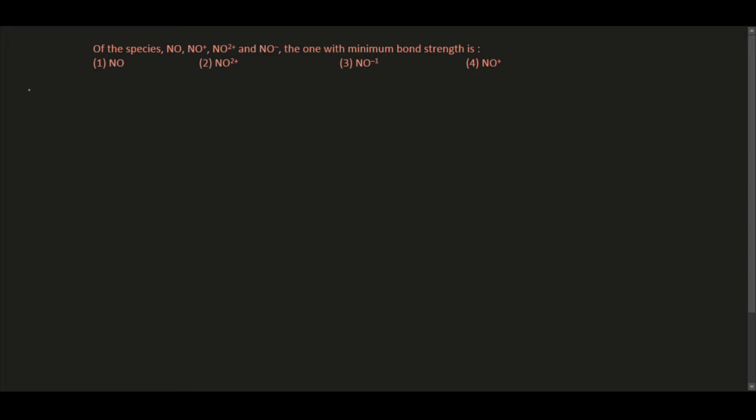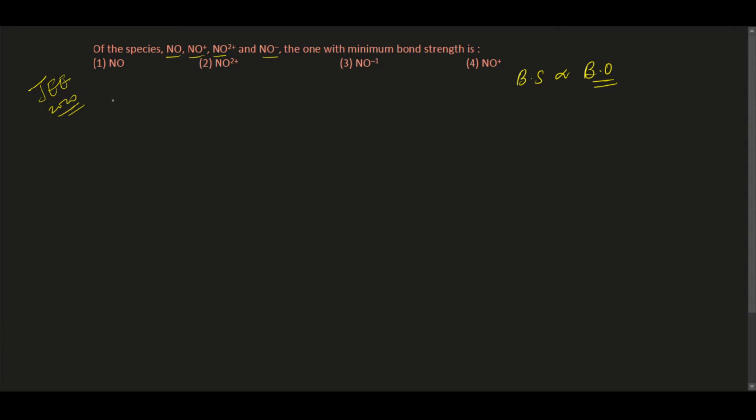This question was asked in JEE 2020, and the question is of the species NO, NO+, NO2+, and NO-, the one with minimum bond strength. So we have to comment about bond strength, and we know that bond strength is directly proportional to bond order. So we will calculate the bond order of every species from here.